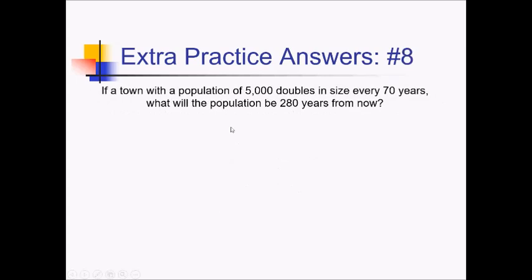On this problem, we have a town with a population of 5,000 that doubles in size every 70 years. We want to know the population 280 years from now. So since we're doubling every so often, we're going to use the half-life formula, AB to the t over k. And we're going to be plugging in 280 for the t value here.